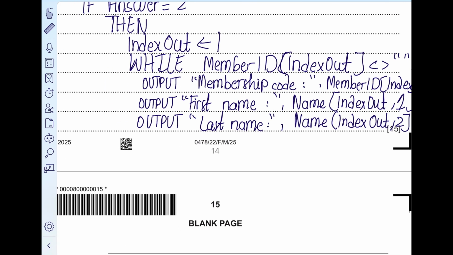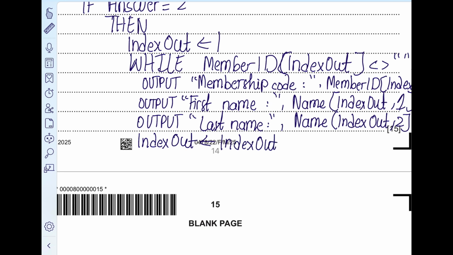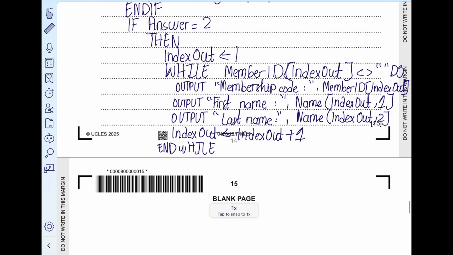And then once I've output them, index out is equivalent of index out plus 1, which basically means that I can go to the next element, and I also have to put an end while. After end while, what I need is an end if to ensure that if answer is equivalent of 2. So end if.